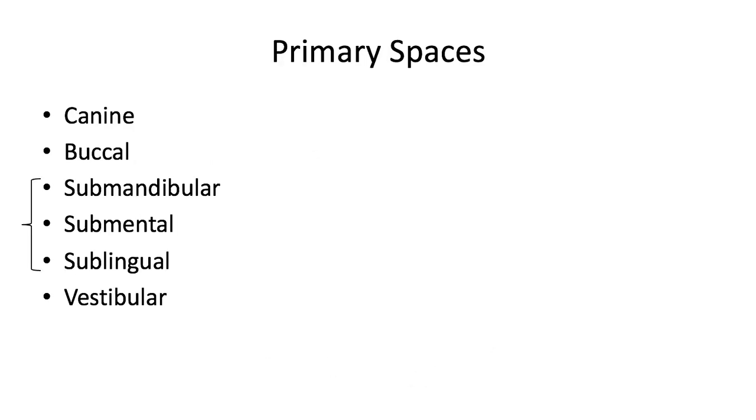All right, so primary spaces, primary fascial spaces, are those that can be infected via direct spread from periapical or periodontal infection. So odontogenic infection can go straight to one of these 6 primary spaces. So we're going to go through these one at a time. Canine, buccal, submandibular, submental, and sublingual. These 3 are referred to as the perimandibular spaces, as well as the vestibular space.